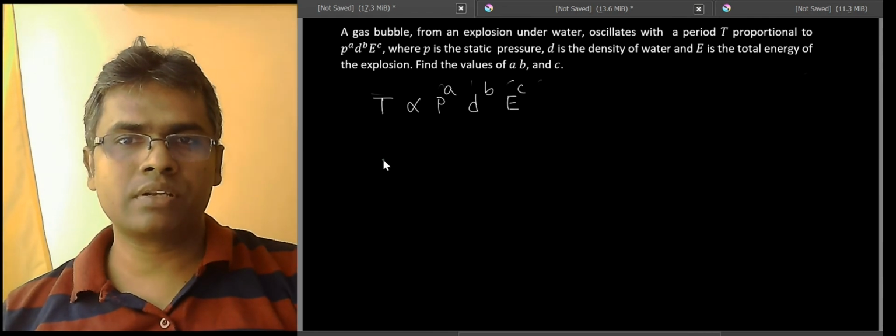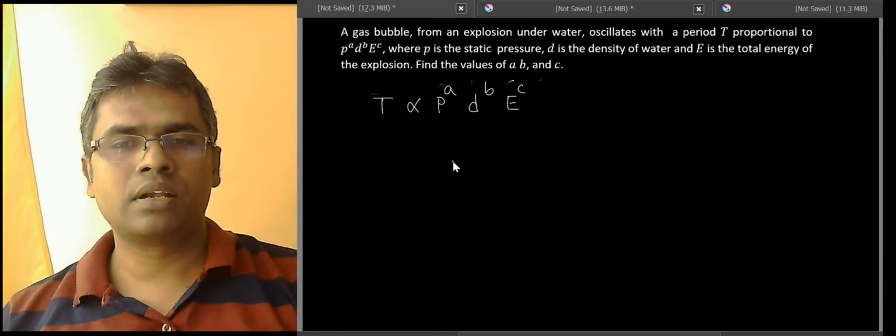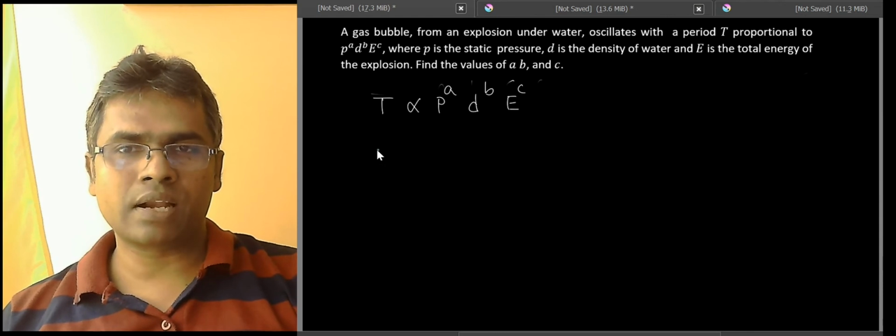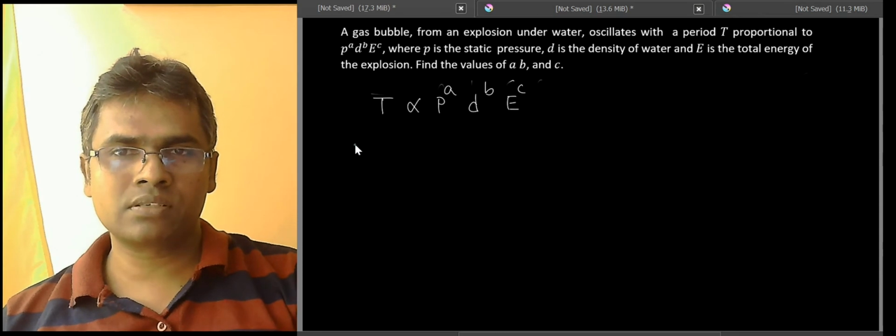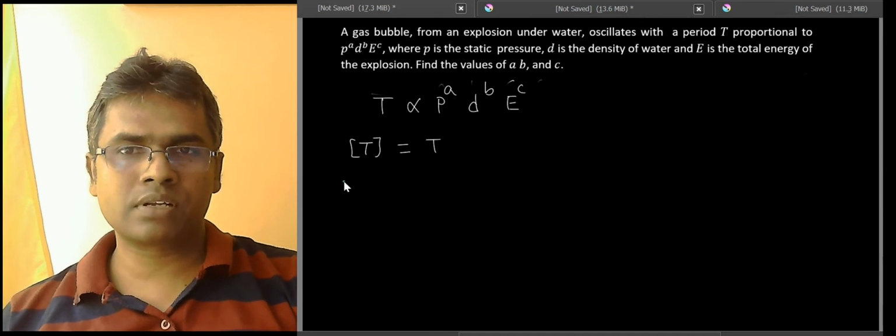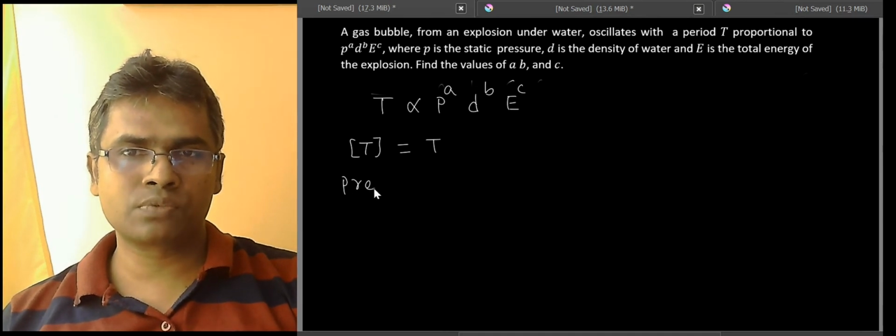Now, as per the dimensional analysis, the dimensions of physical quantities on either side of the equation must match. So, if we start by writing the dimensions of the quantities, the dimensions of time is simply T. The pressure can be written as force per unit area.